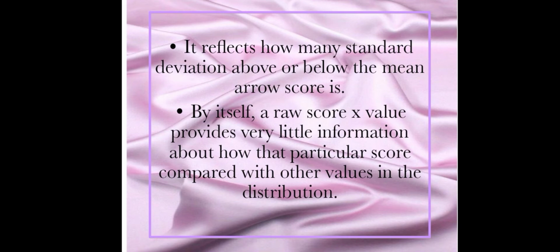A raw score, by itself, an X value, provides very little information about how the particular score compares with other values in the distribution. Standard score is a set of scores that have the same mean and same standard deviation so that they can be compared. We will use IQ as our common example to stitch this all together.